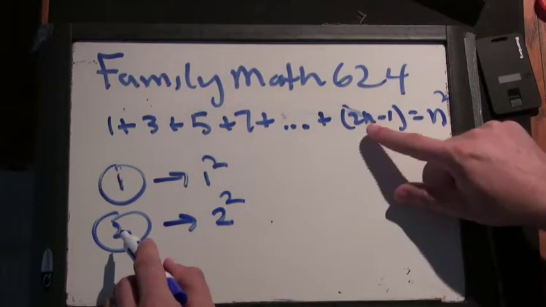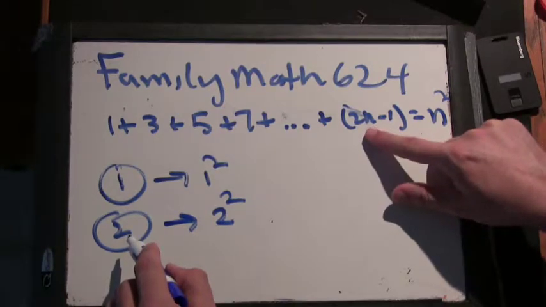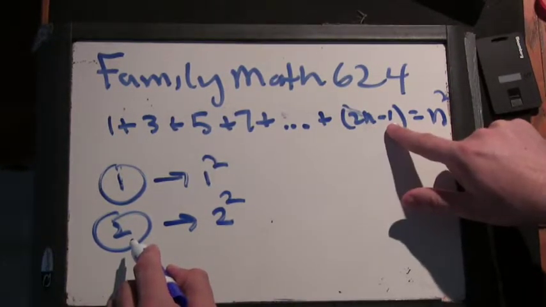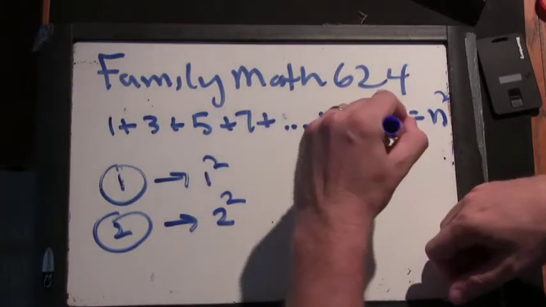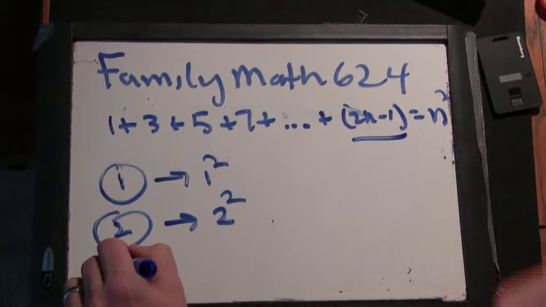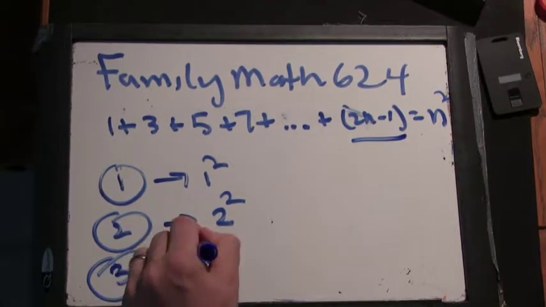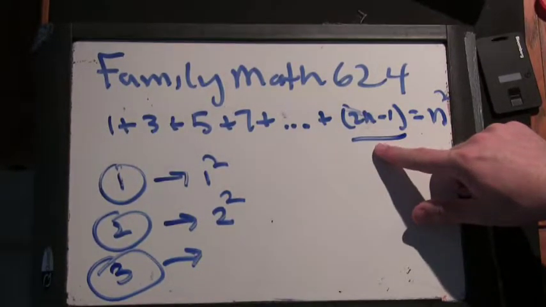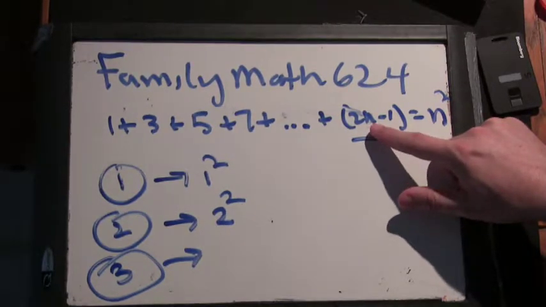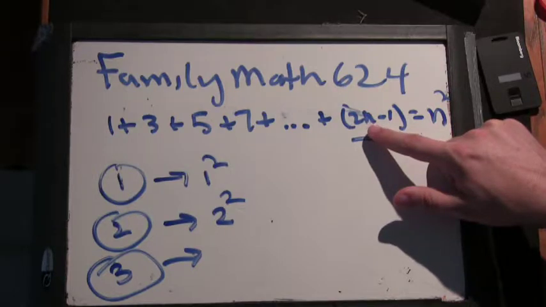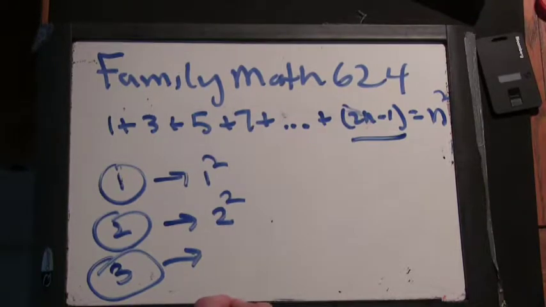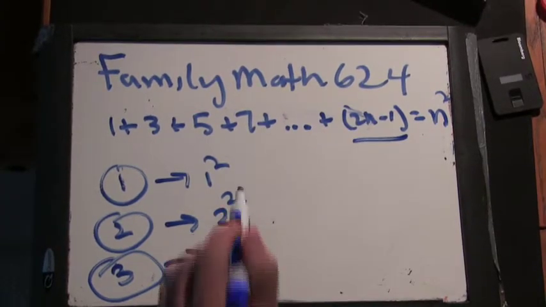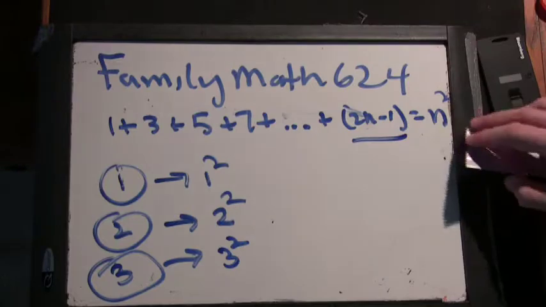So when I stop at 2, which is 2 times 2 is 4, minus 1 is 3. So when n equals 2, this is 3, and I get 2 squared. Nice. When n equals 3, you should get 3 squared. Let's see. N is 3, so 2 times 3 is 6, minus 1 is 5. So 1 plus 3 plus 5 is, indeed, 9. That's 3 squared. Okay. So we want to show this sum is n squared.